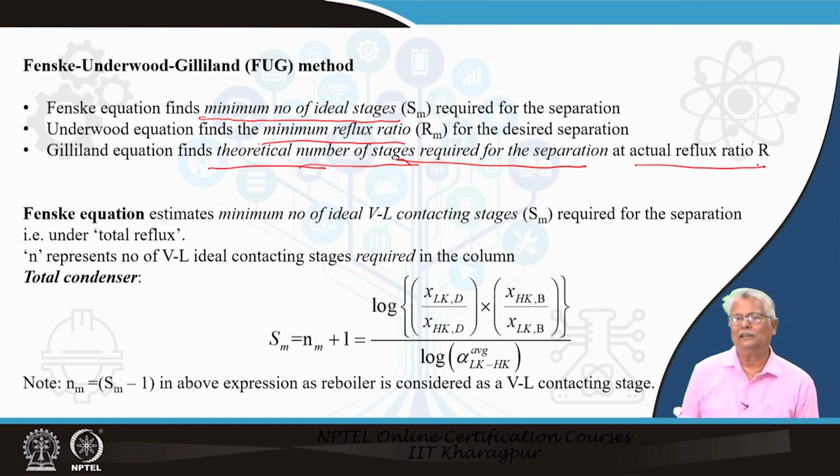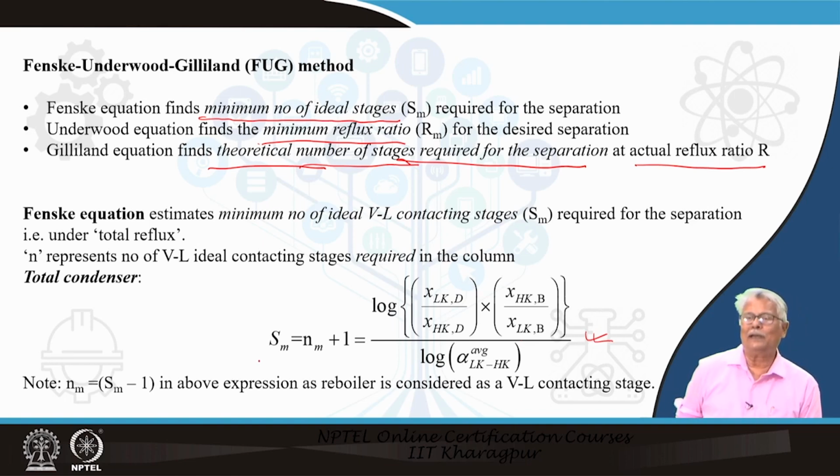Now, we look at the Fenske equation. We have the case of a total condenser given here. Here it says Sm, which is S minimum, the number of minimum theoretical stages required for the separation, is equal to log of something divided by log of alpha. Quite naturally, the number of stages required would depend on the relative volatility. It will also depend on the concentration required in the top and the bottom products of the light and the heavy key. So, this is expectedly a known expression.